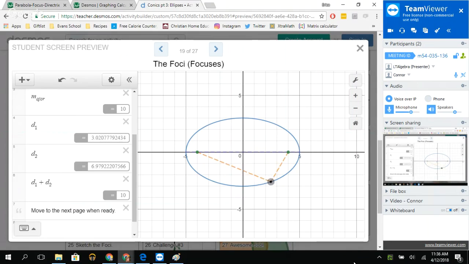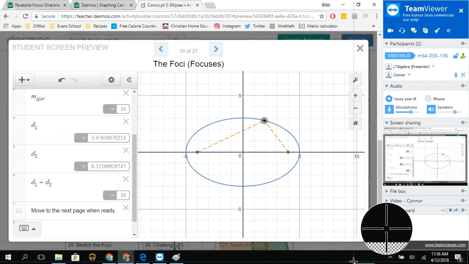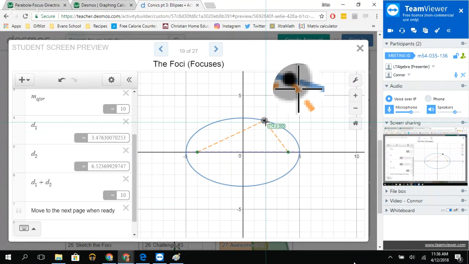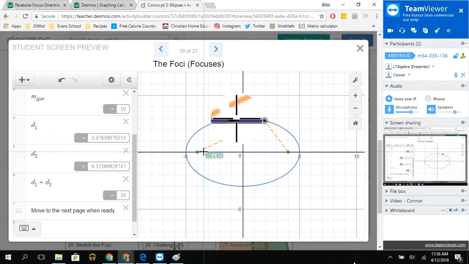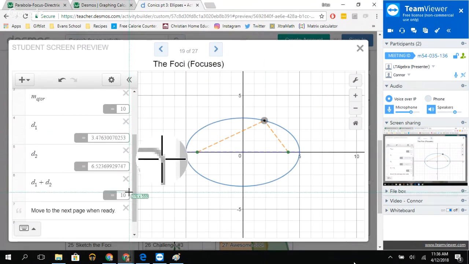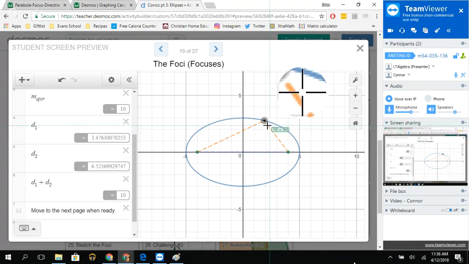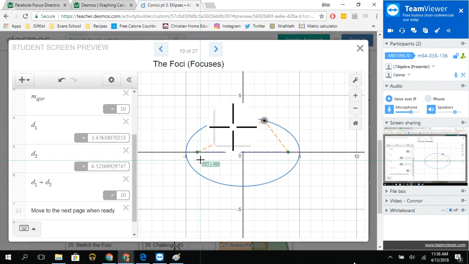So now if I escape and I hit print screen at some other random spot, then if I look here, the distance from this focus point to my ellipse is about 3.5, and from the ellipse to this focus point is about 6.5, and if I add them together, I get 10. So that's an important part of ellipses, how we draw them: the distance from the ellipse to each of the focus points always adds up to a constant number.